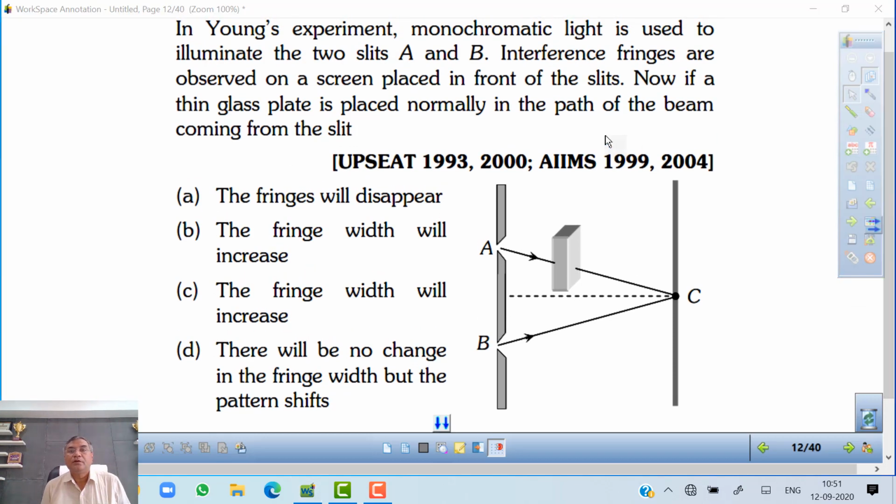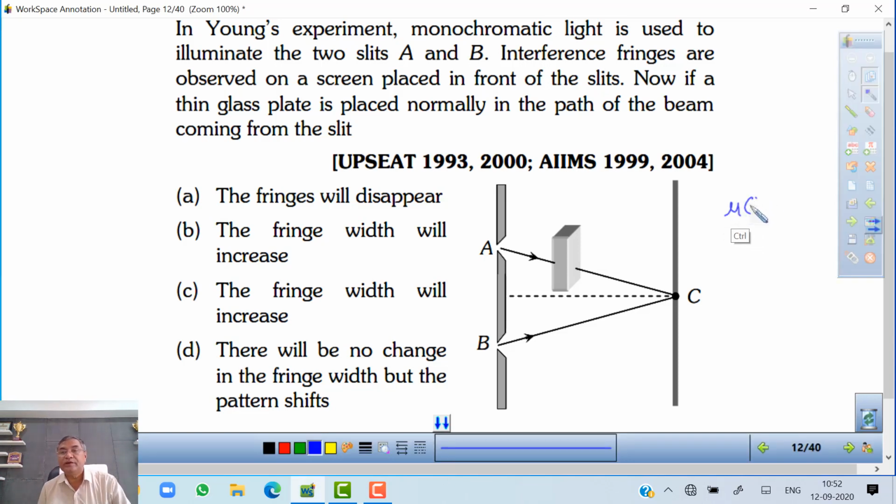Yes okay, A and B are two slits here, and the screen is placed over here. Now if a thin plate is placed normally in the path of one of the beams, so if we place a transparent sheet here, you will remember that we have already discussed this type of question. Because of that, a path difference is generated, and the formula for the path difference is t(mu minus 1). This is the extra path this wave has to travel. t is the thickness and mu is the refractive index.